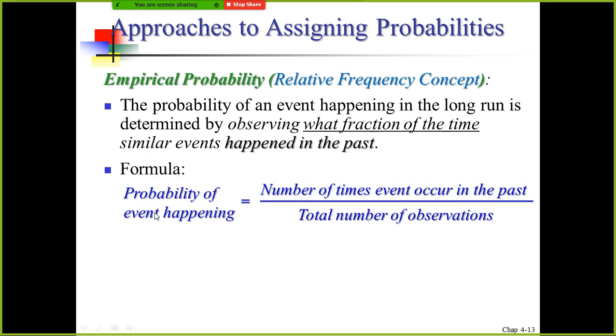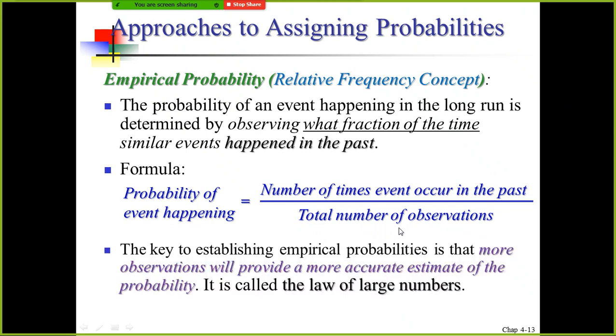This is the formula that we use in order to study the probability of one event by using empirical probability. The probability of an event happening equals the number of times the event occurred in the past divided by the total number of observations. So the number of times an event that we want to study already happened in the past, divided by the number of observations.